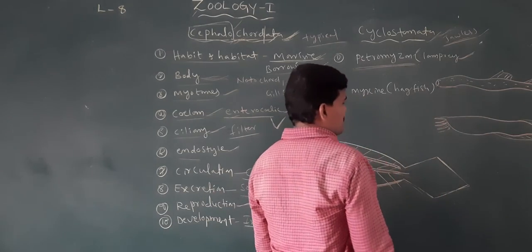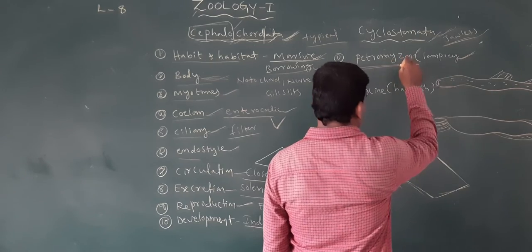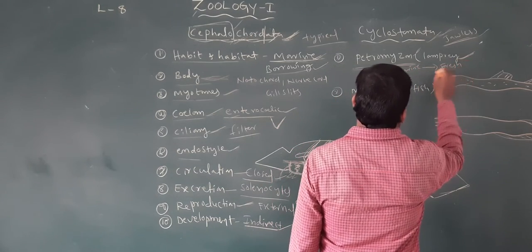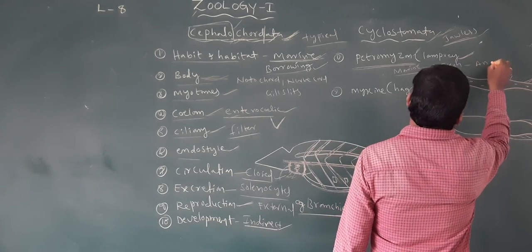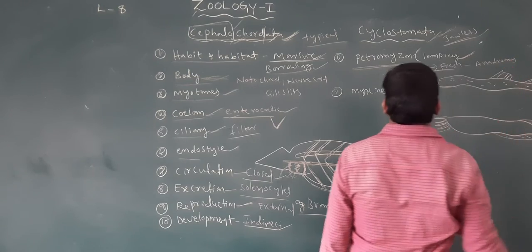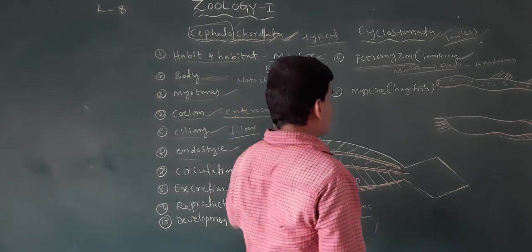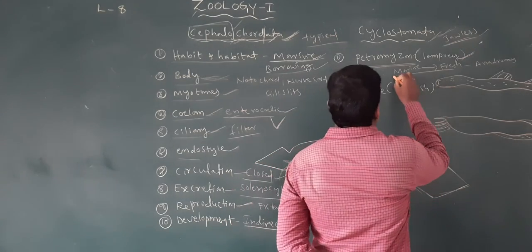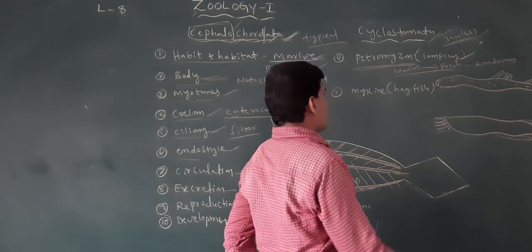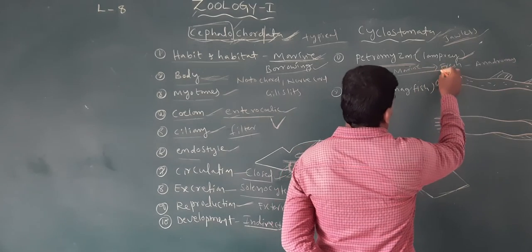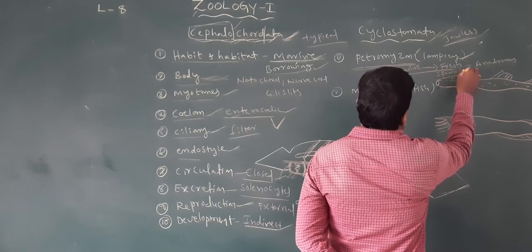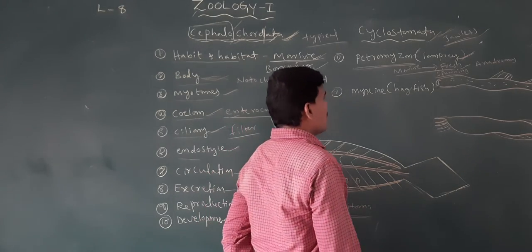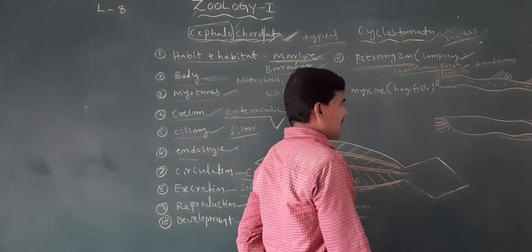Petromyzon shows anadromous migration. Anadromous migration means they live in marine water and migrate from marine water to fresh water. They spend most of their time in marine waters, and migrate to fresh water only for spawning or fertilization. This type of migration is called anadromous migration.